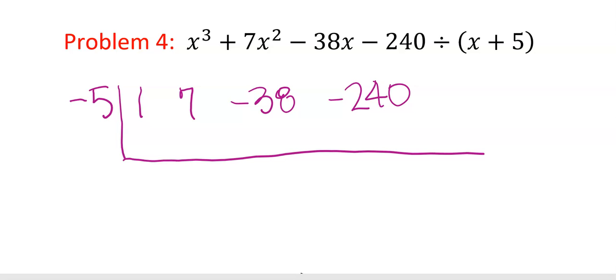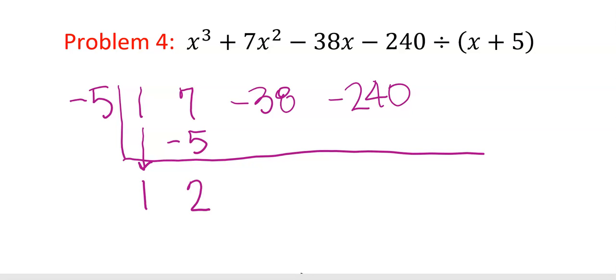And what's the very first step? Drop down the 1. So this one just comes straight down. You don't need the arrow. I'm just kind of telling you what I'm doing again. And then what do we start doing? Negative 5 times 1, and you put it under the next one, which is under the 7. Then you add them, no changing of signs this time. So 7 plus negative 5 is 2.